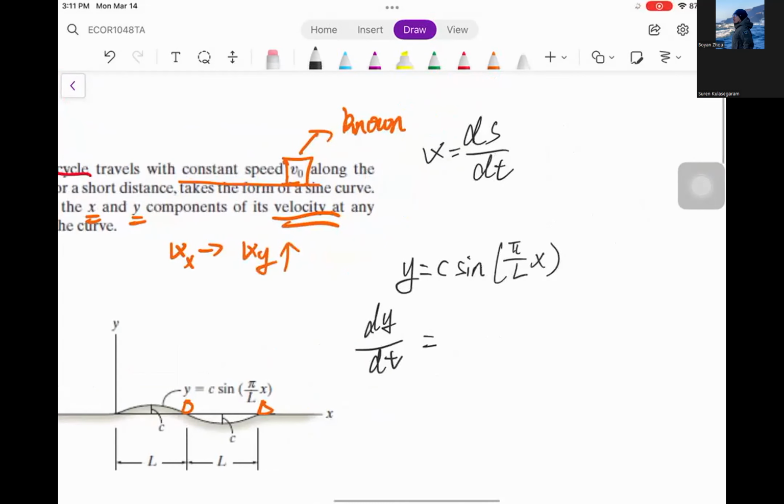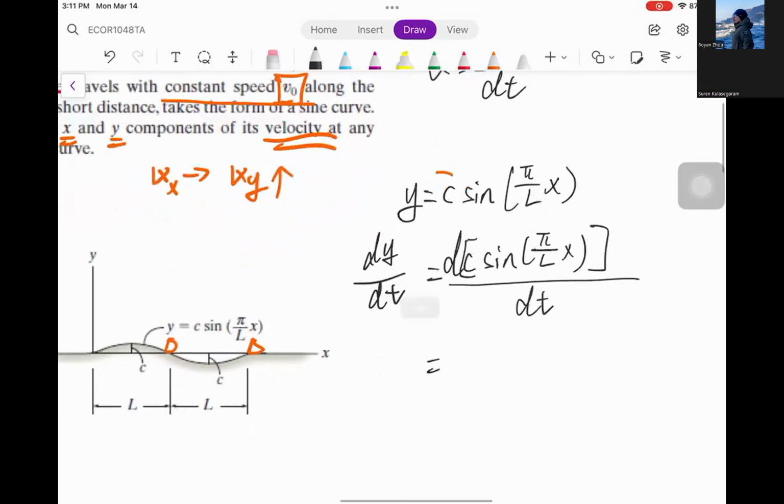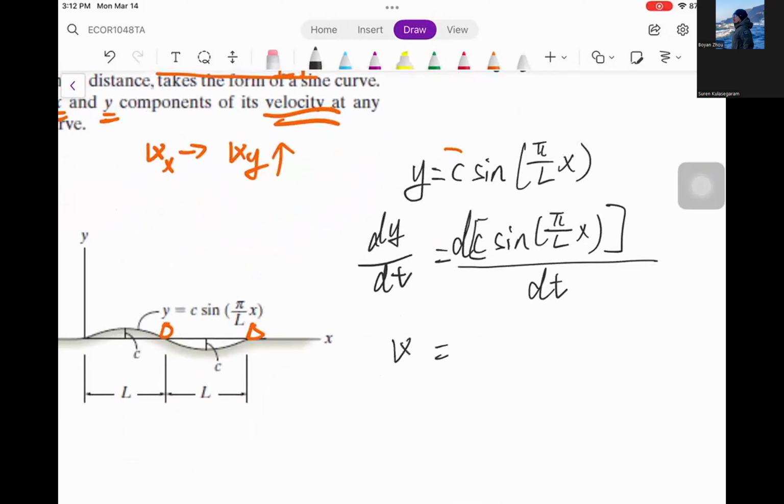dt. And on the right-hand side, we're not only doing the derivative for x, we're doing the derivative for the whole equation, C sine of pi over L times x. That means we are doing the derivative of the whole expression on the right, not only x. On the left-hand side, it's easy. That is just the velocity in the y component, vy.